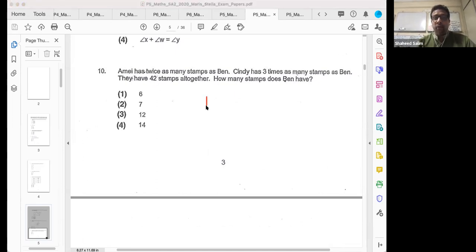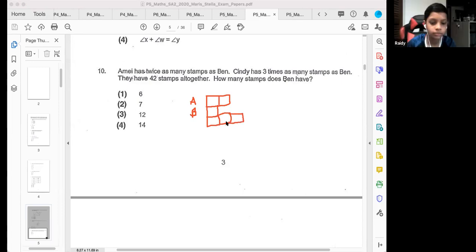Ami got twice as much as Ben. So Ami, I draw 2. Ben, I draw 1. And then now Cindy. Cindy is 3 times of Ben. So I draw 3. So now, no guessing. You look at how I draw the model now. Well done, Carissa. So you got to check. I got to check now.